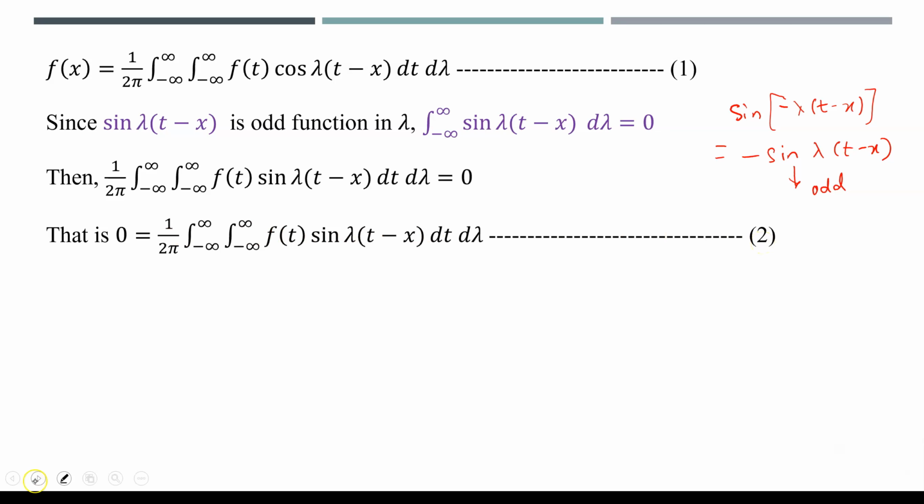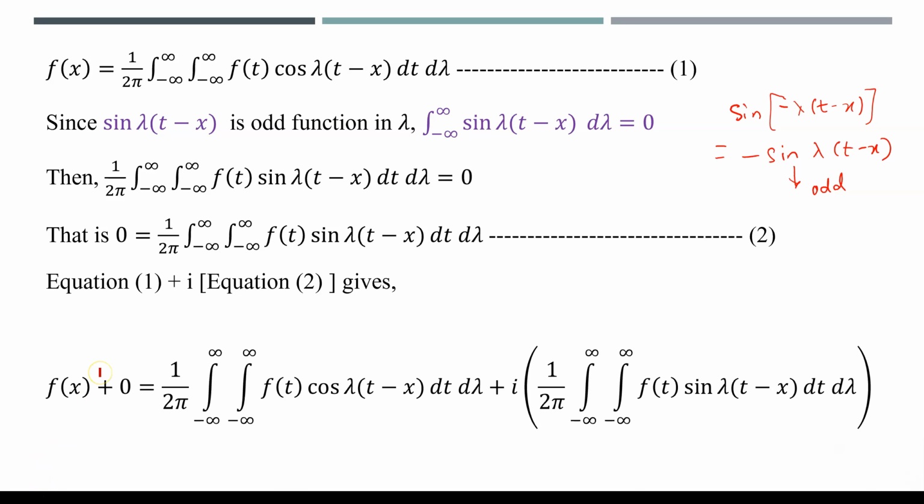Now let us multiply equation 2 by I, then add this to equation 1. So if you multiply equation 2 by I and add to equation 1, then we get on the left hand side f of x plus 0 equals the RHS of equation 1, 1 by 2 pi integral minus infinity to infinity, integral minus infinity to infinity f of t cos lambda into t minus x dt d lambda, plus I into the RHS of equation 2. So I into 1 by 2 pi integral minus infinity to infinity, integral minus infinity to infinity f of t sine lambda into t minus x dt d lambda.